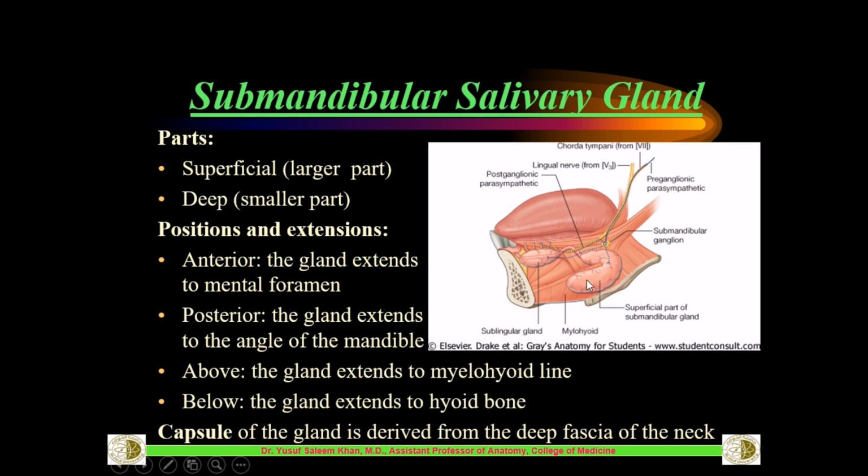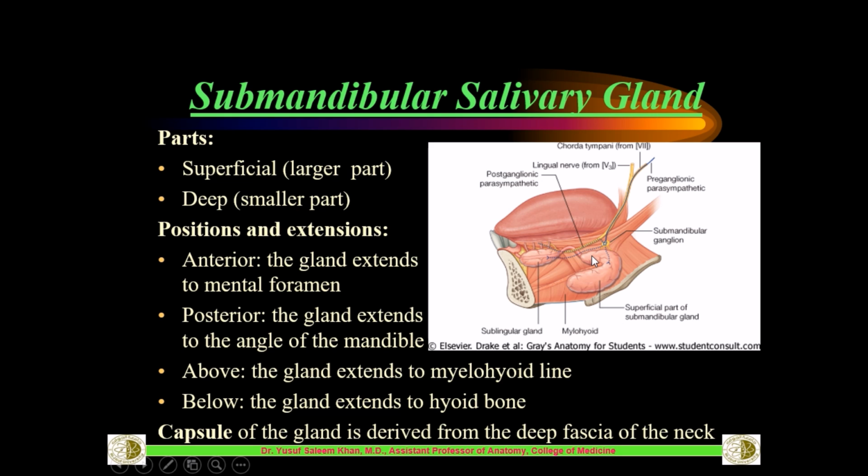This is called a submandibular gland because it is just below the mandible. Position and extension: anteriorly, the gland extends up to the mental foramen. Mental foramen is here anteriorly. Posteriorly, the gland extends to the angle of the mandible, and from there the deeper part will begin.